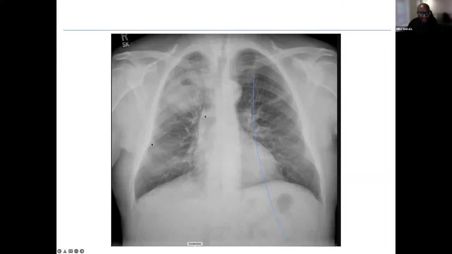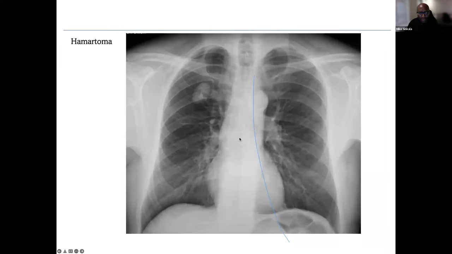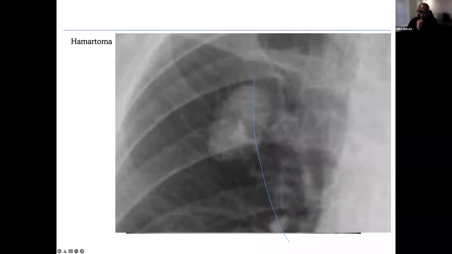I think we spoke about this one last time. But what is of interest here is that we do have a well circumscribed airspace opacity in the right upper lobe here. If you really look carefully, you would see that there are internal calcifications in there. Internal calcifications in this case are suggestive of a non-aggressive lung condition. So this is good news for the patient, because this is actually a hamartoma. Hamartomas tend to present with a well-defined soft tissue mass in any part of the lungs.